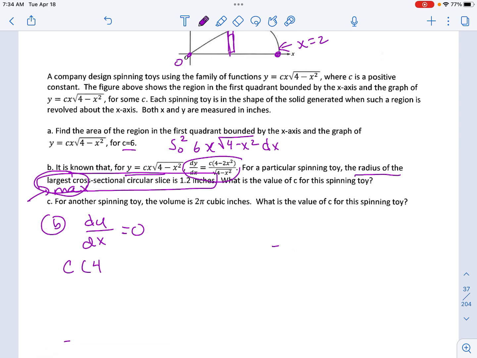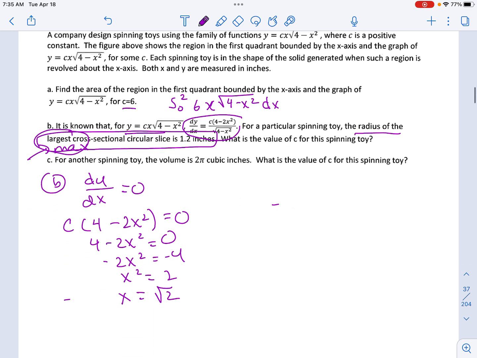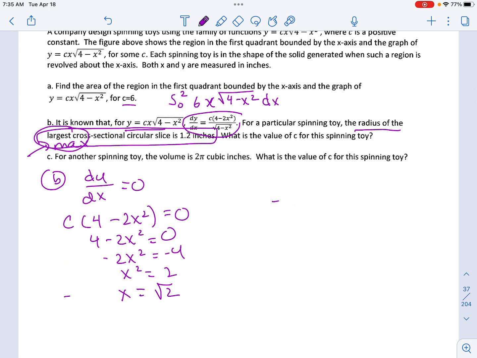So we know c over 4 minus 2x squared, and dy/dx can only be 0 if the top is 0. So I'm going to set the top equal to 0. So divide out the c. I'm going to go ahead and move that 4 over, divide that. And so x has to be positive square root of 2 because notice we're in the first quadrant, so we don't take the negative square root. Okay, so now we have x. So y equals c times x.